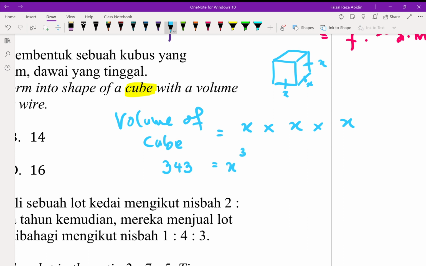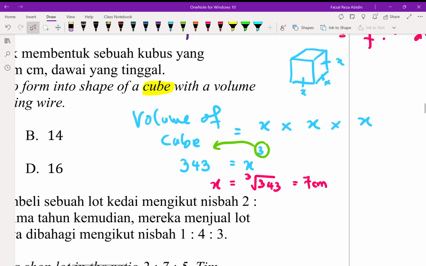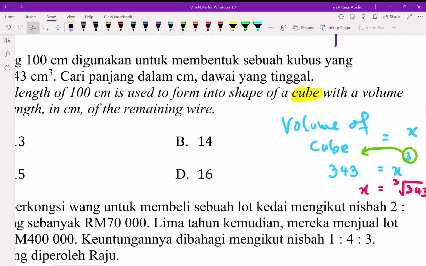If I want to find my x over here, what happens to our cube here? We bring it to the left. Cube root. So find for me the cube root of 343. 7. So now, you know already that the length, the width, the height is going to be 7 centimeter. Can class? Okay.